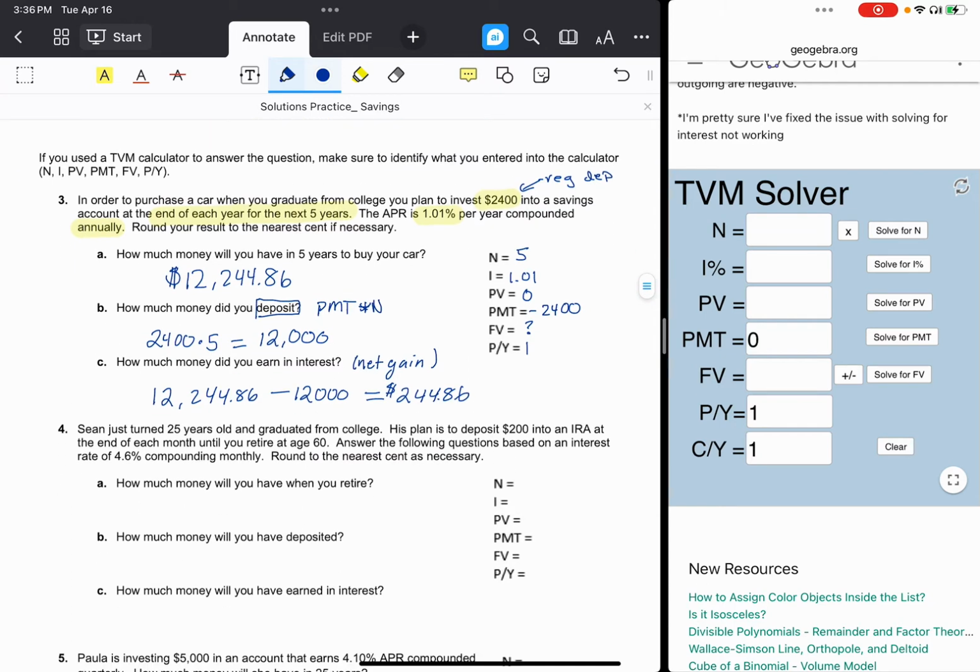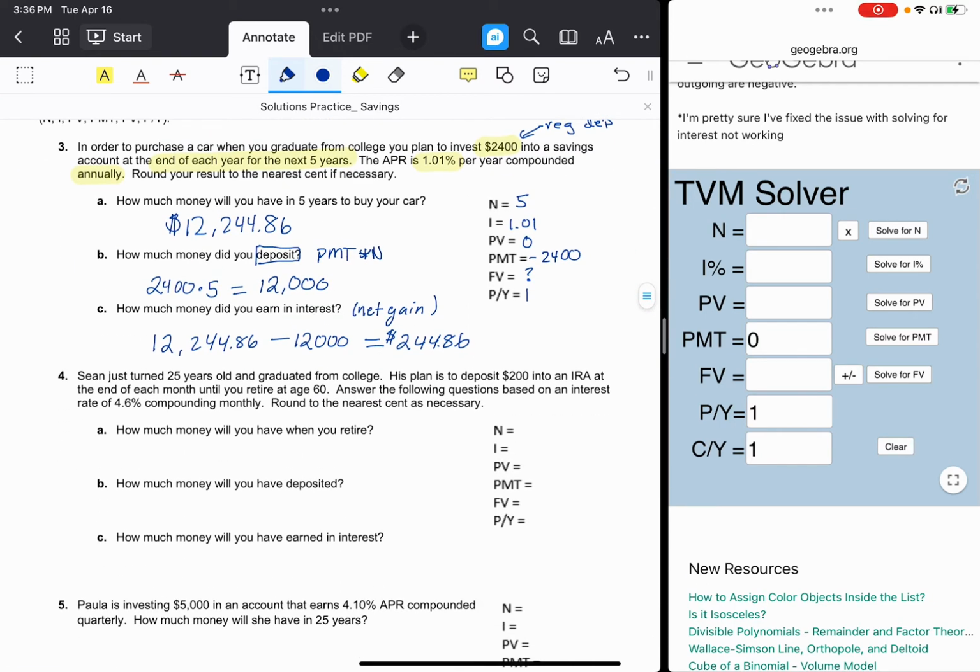Sean just turned 25 years old and graduated from college. He plans to deposit $200 into an IRA, that's a type of retirement account, at the end of each month until he retires at the age of 60. Answer the following questions based on an interest rate of 4.6% compounding monthly. Round to the nearest cent as necessary.